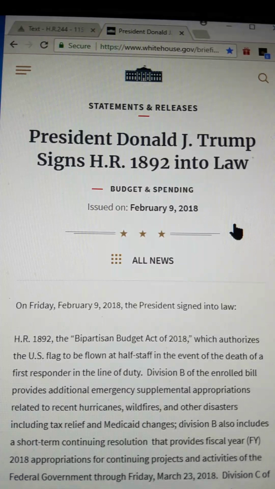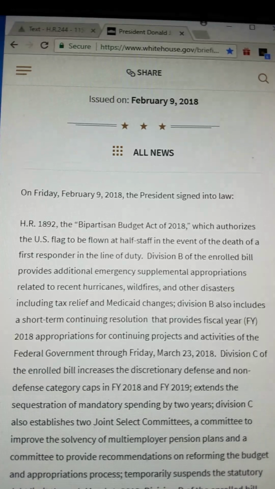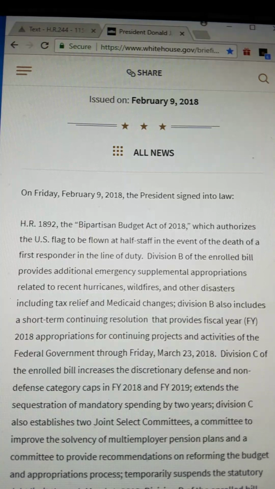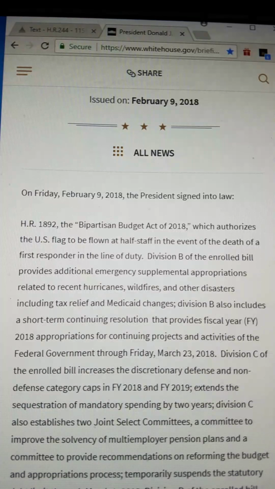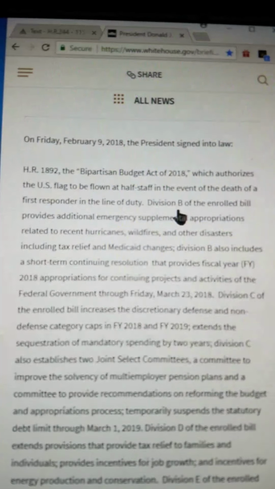1892. It became law. So what he's basically saying inside of this is that on February the 9th, 2018, the president signed into law H.R. 1892, the Bipartisan Budget Act of 2018, which authorized the United States flag to be flown at half-staff in the event of the death of a first responder in the line of duty. This is the most important piece right here.